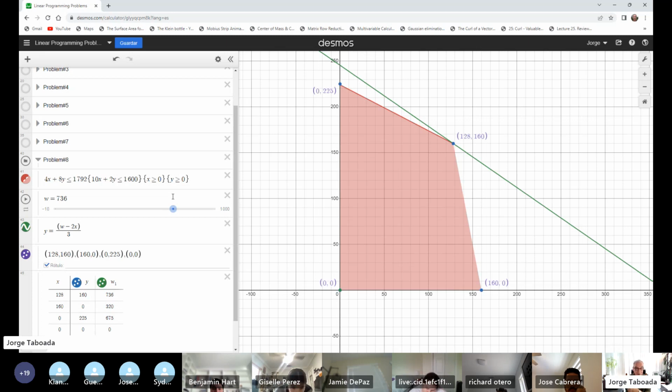Our maximum profit occurs at the corner 128,160. What is the interpretation? The interpretation is when you manufacture 128 packages of the economic coffee and 160 of the superior, you obtain $736. It's not too much because our availability is not too much, and the coffee is very economic, $2 and $3. But suppose that you can extrapolate this to the million and you get the business.